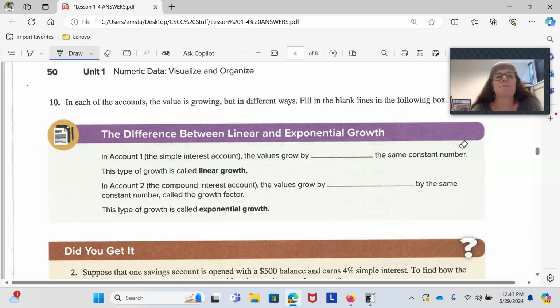It grows very quickly. In account one, the linear growth or the simple interest investment, grows by adding the same number. We'll do a plus sign for adding. And in compound interest or exponential growth, it grows by multiplying by the same number, which is why it grows faster. Multiplying by the same number gets bigger quicker.